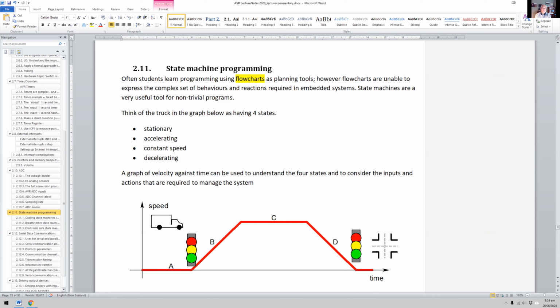Now there's some similarities between this and finite state machines, and there's some differences. So you need to make sure that you have these two ideas separate in your head, but there are some comparable things that happen in both.